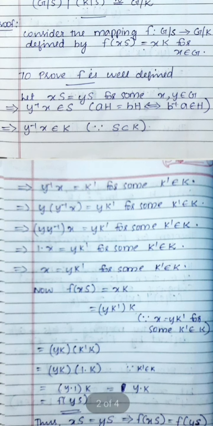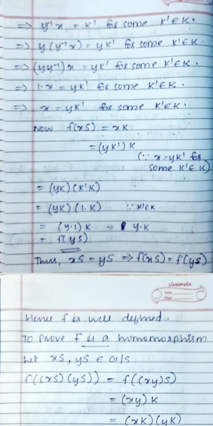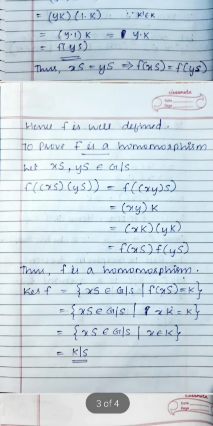So we took xs is equal to ys, and hence we arrive at f of xs is equal to f of ys. That is, our function is well defined. Now it's remaining to prove that f is homomorphic, one-to-one, onto, etc.